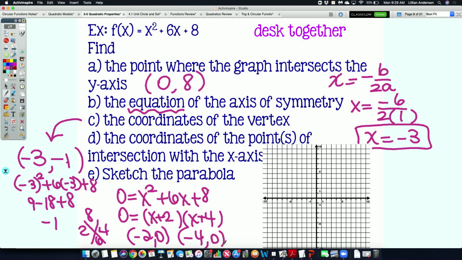General form is usually the one where you have to do the most math to find all of this. Okay? Vertex form, pretty straightforward. Same thing with factored form. You can get all the other ones with not as much work needed.